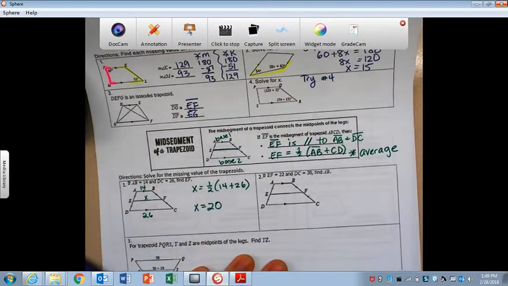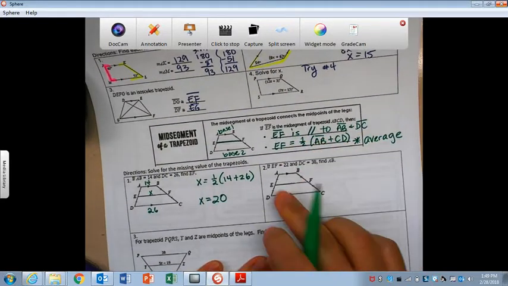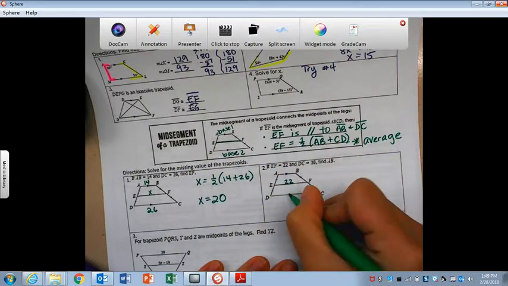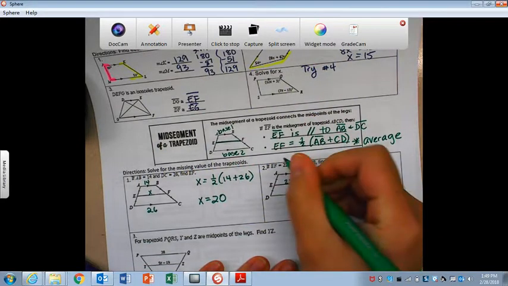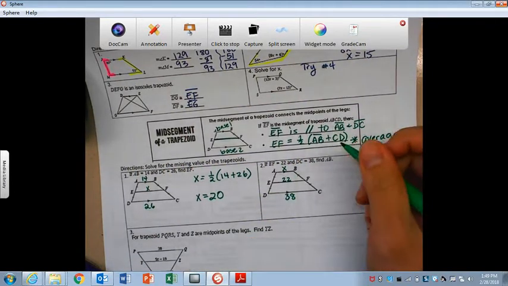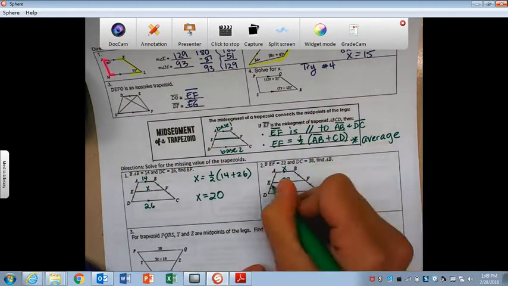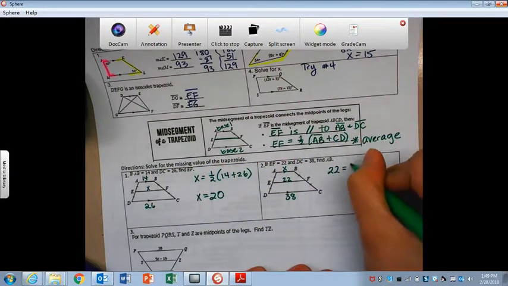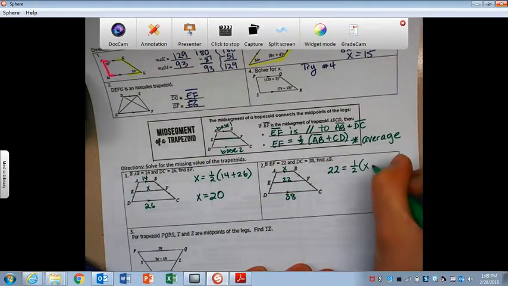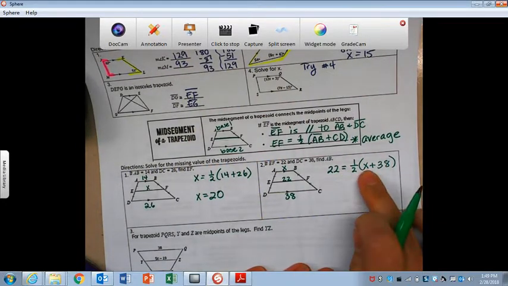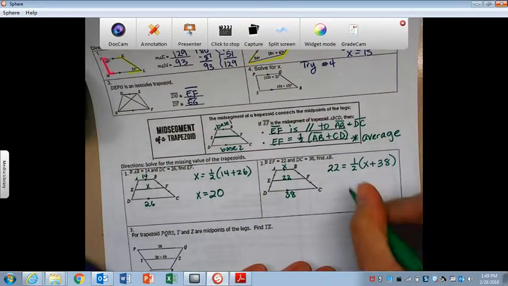So now, here you've got, if EF is 22, and then DC is 38, find AB, okay? So, now we've got to flip our equation and start off. Here's my mid-segment, 22, okay? And then again, that half, okay? X plus 38. Okay, so let's see how well your algebra skills are. Find x.